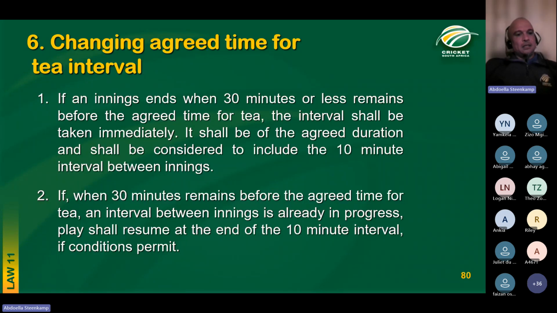Can you take an early tea? No, at this stage you cannot activate clause 1, because clause 1 tells us an innings needs to end 30 minutes or less to tea. In this example, the innings ended at 14:25, which is 35 minutes to go to tea. So you cannot activate clause 1. You now need to take a 10-minute change of innings interval, from 14:25. First ball needs to be bowled at 14:35. England will now come in to bat. They will bat from 14:35 till 3 o'clock and will take tea at 3 o'clock.